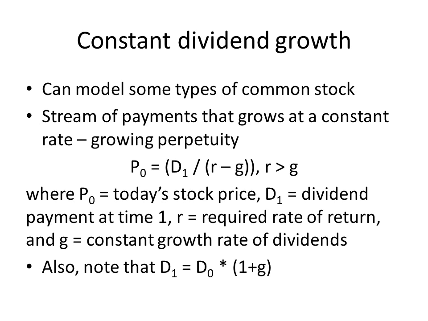Now let's put this in terms of dividends. So we're going to say the price at time 0 is equal to the dividend at time 1 divided by parenthesis R minus G close parenthesis. And so P sub 0 is today's stock price, D1 is a dividend payment at time 1, R is the required rate of return, and G is the constant growth rate of our dividends.